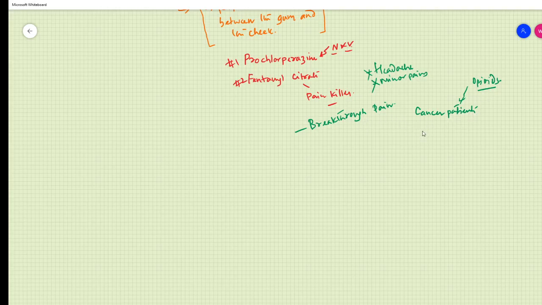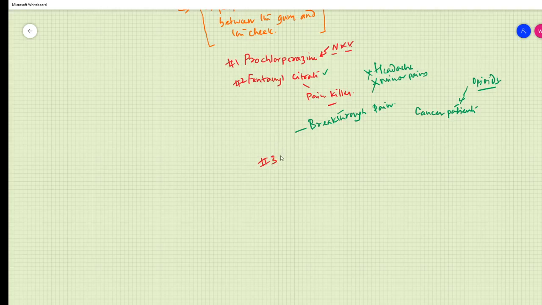So the pain was restrained, but it breaks free. That is why it's called breakthrough pain. And so for the management of breakthrough pain, fentanyl citrate is administered. That is our second example.